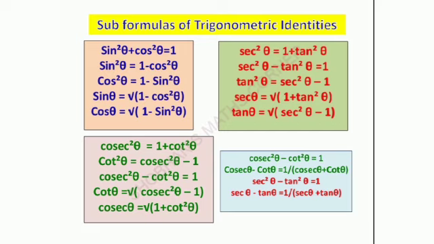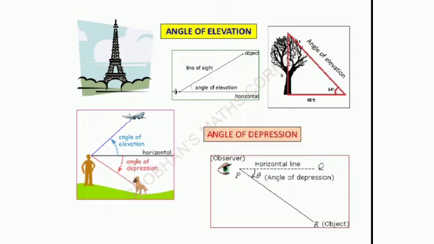Now these are the applications of trigonometry. While doing application sums, we should know three things: angle of elevation, angle of depression, and line of sight. In this figure of a tree, you can see, you are on the ground looking at the top of the tree, that is called angle of elevation.